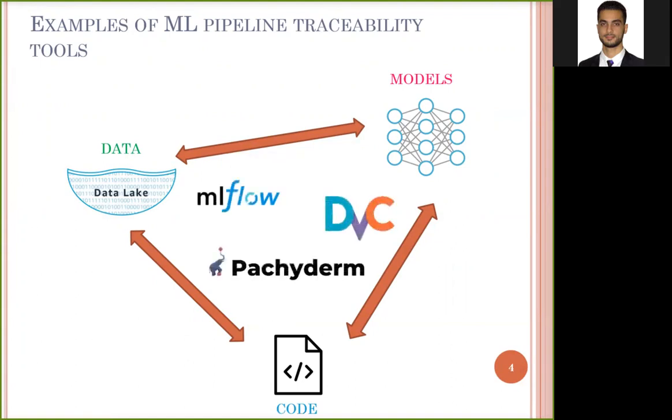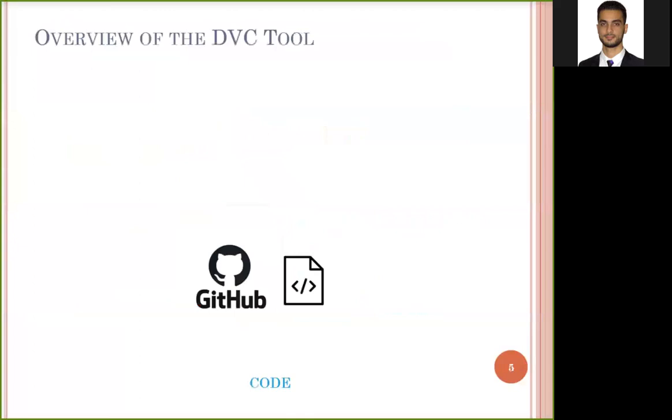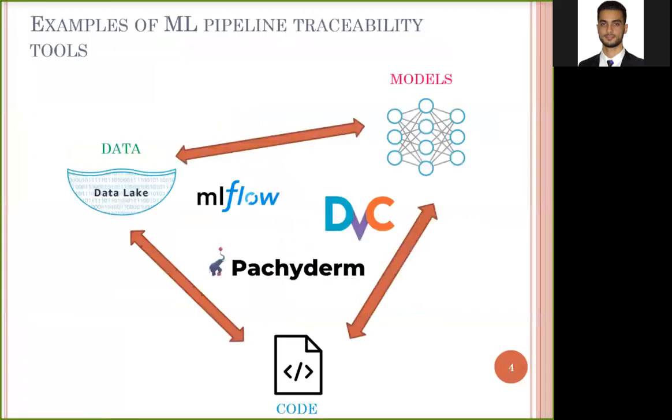MLflow, PyCharm, and DVC are tools to make a machine learning pipeline traceable. We chose the DVC pipeline specifically because it is lightweight and works as a layer on top of GitHub. It also supports non-machine learning projects.